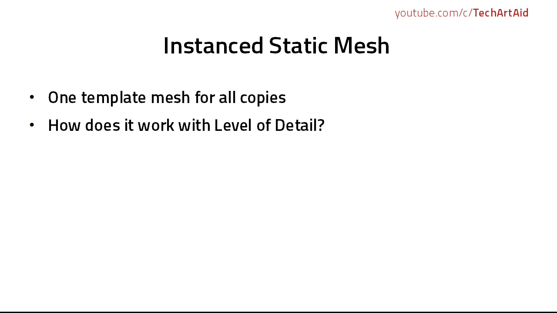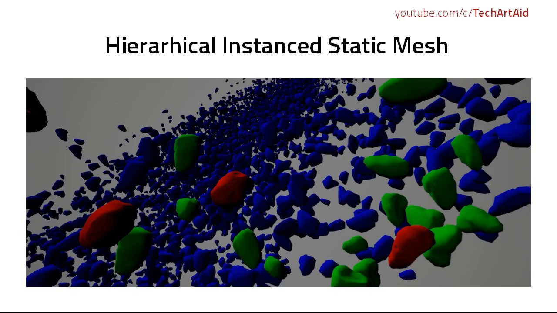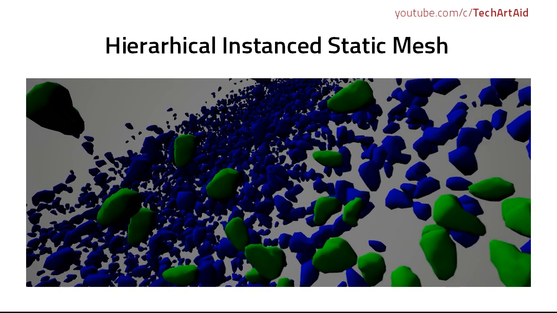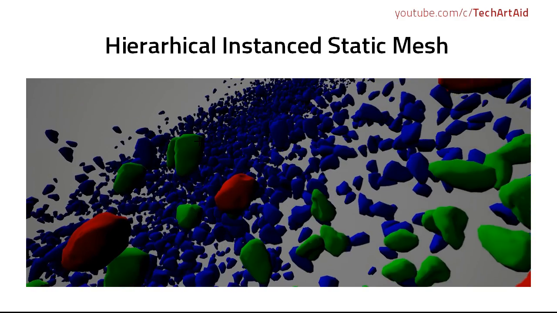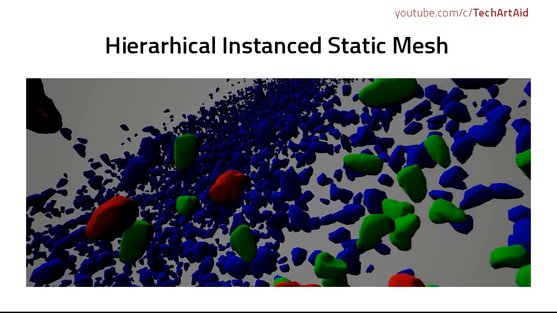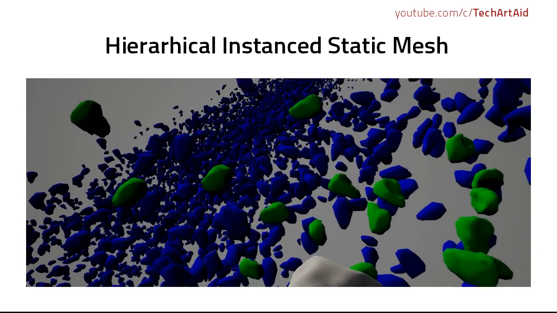The Instanced Static Mesh is the feature that you will use for that in Unreal Engine 4. So it has one template for all copies, all the properties are common, but how does it work with level of detail when you have all the meshes combined into a single object? Well, it doesn't. That's why they introduced Hierarchical Instanced Static Meshes. It's basically the same, but it creates multiple groups of instances, one per level of detail, then moves the instances from one group to another based on distance.